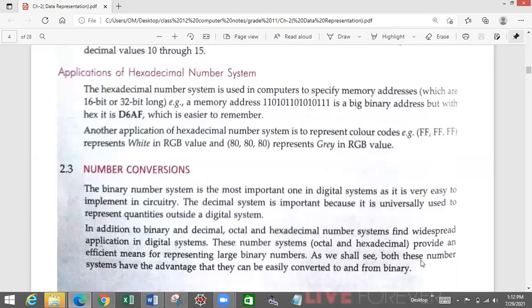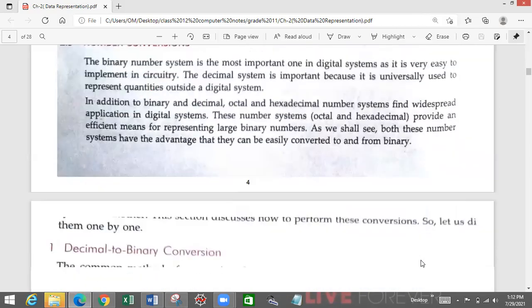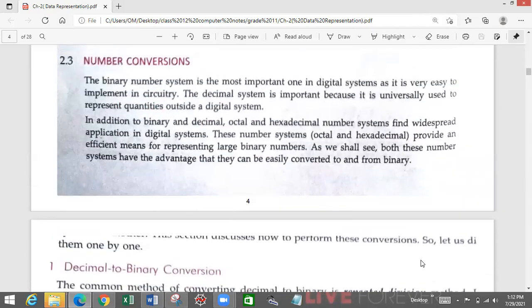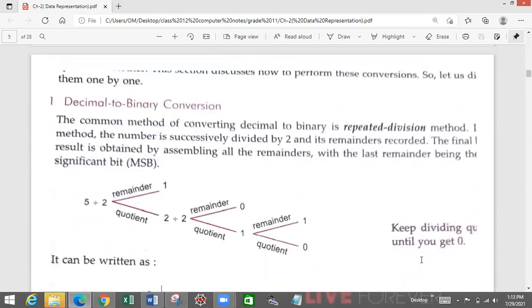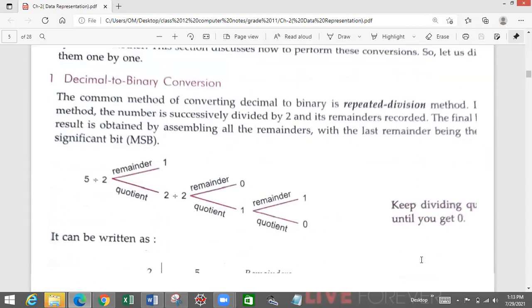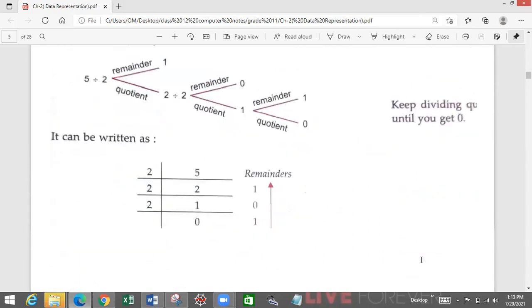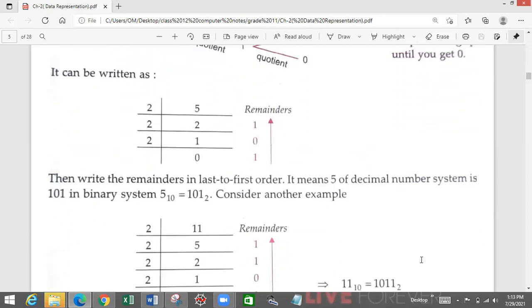Now next we are going to learn about number conversion, and that is very, very important, not only for this class, but anywhere you are learning computer science or software engineering, you will have to understand how number systems work and how we can interchange one number system to another. So in that, we'll be learning about decimal to binary conversion, how we can convert a decimal number to binary. So rather than going through all these details, I'll simply explain it to you using the division method.